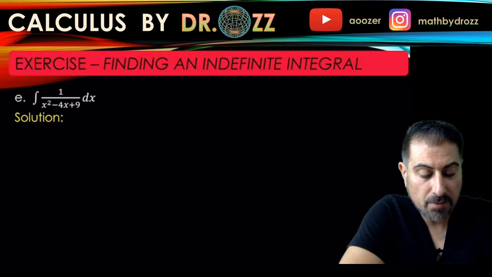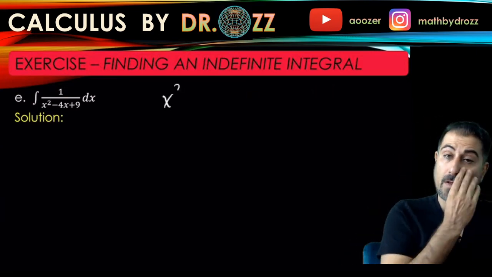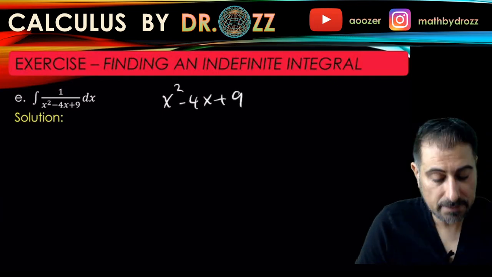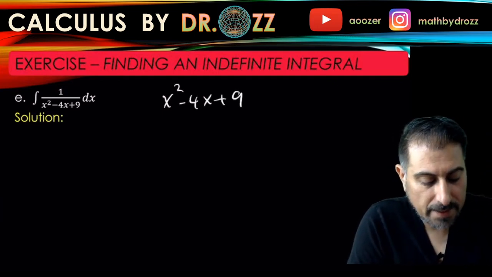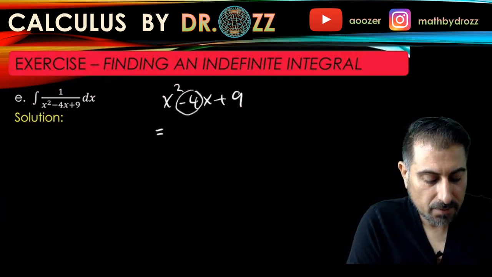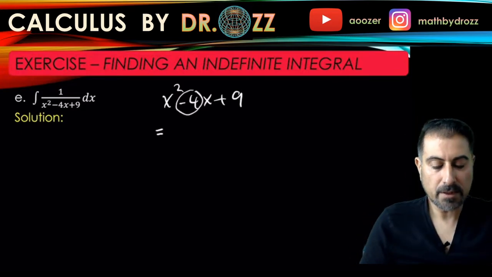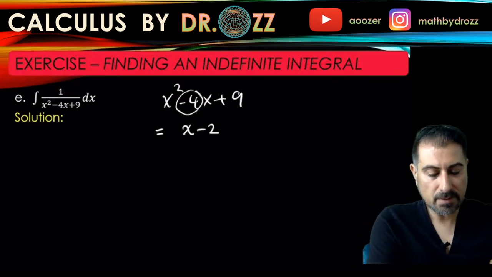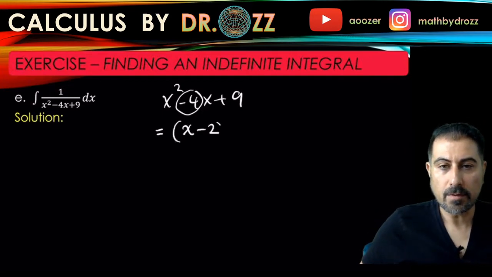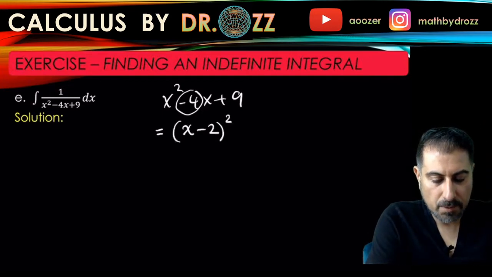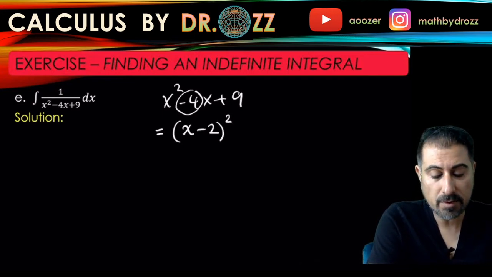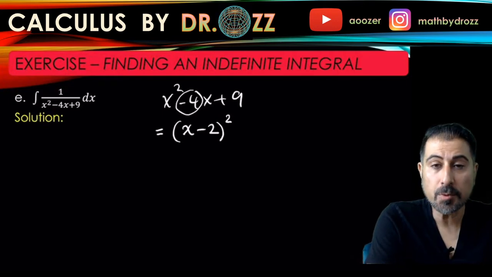x squared minus 4x plus 9. So the way I do it quickly is the following. Since I have -4 here, I'm going to take the half of that, so it's x minus 2. I'm going to write it together with this x here, as a quantity squared. So x plus the half of the coefficient of x, that's -2, so x plus -2 is just x minus 2, quantity squared.